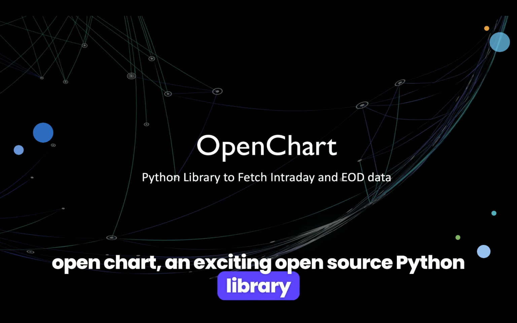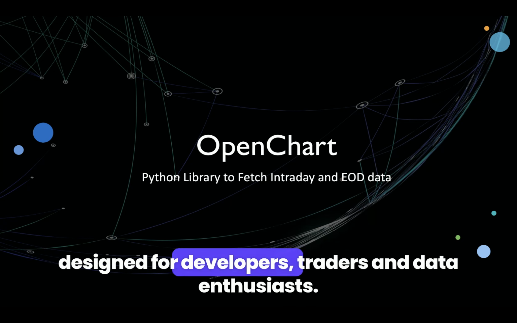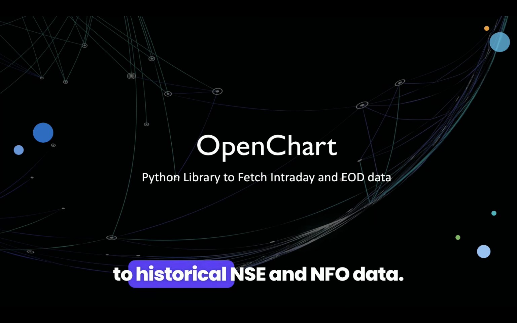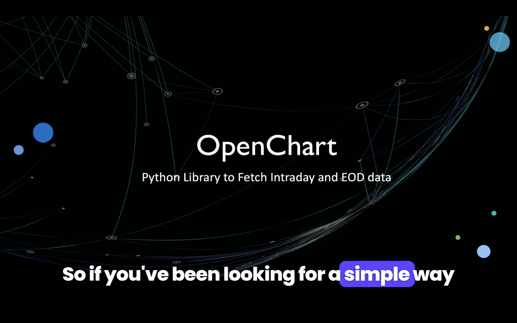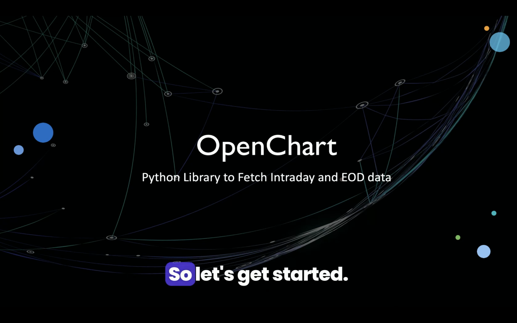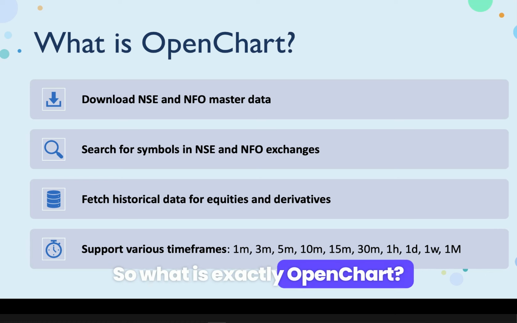OpenChart is an exciting open source Python library designed for developers, traders and data enthusiasts who need to get access to historical NSE and NFO data. If you've been looking for a simple way to download and analyze historical stock and derivative data, you are in the right place. So let's get started. What exactly is OpenChart?